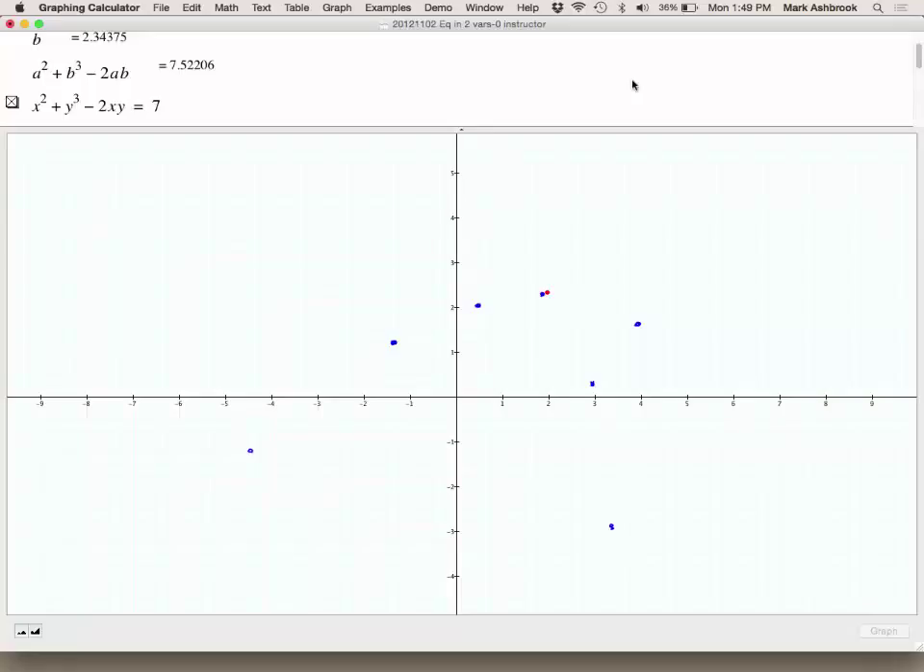How can we show a representation of all points that make this thing equal to 7? Okay, well, isn't that what happens when we create a graph of a curve or a line? We're representing a set of points, all the points that make something true. So let's graph that thing equal to 7. So x squared plus y cubed minus 2xy equals 7.